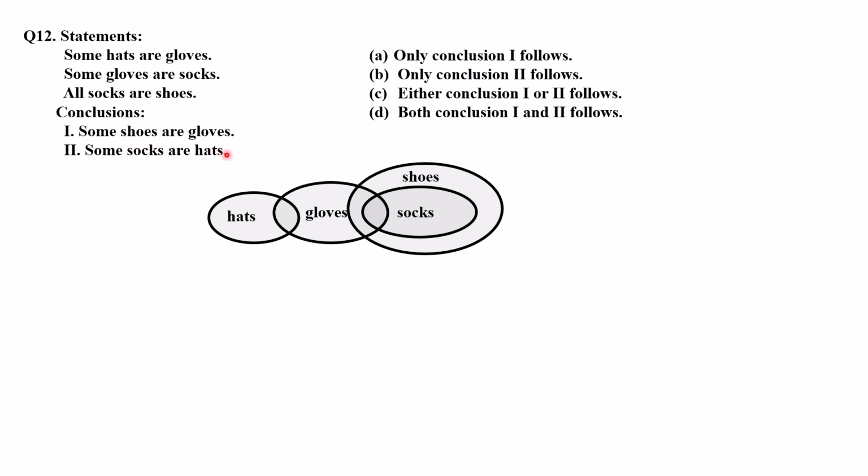So first is some shoes are gloves. So yes, some shoes are gloves because both are intersecting. Then some socks are hats. See, socks is here, hats is here. They're not intersecting. So second conclusion is not correct. Only conclusion one is correct. So A is the correct option. So I have already said in these type of question, you have to draw the Venn diagram and then quickly you can get your answer. Okay, so moving to the question number 13.